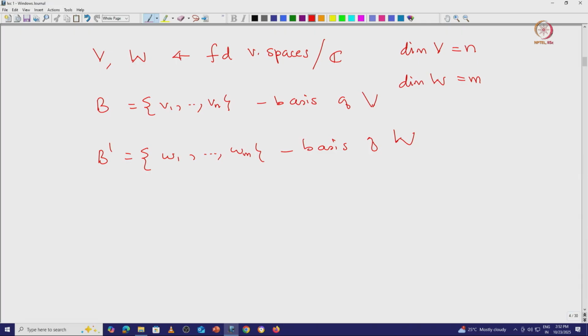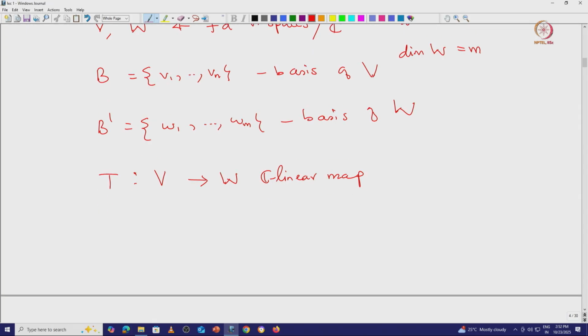Now let us say we are given a linear transformation T from V to W. So, this is a C-linear map or transformation. Now we want to talk about the matrix of T with respect to these bases, for which we need to write down how T v_j looks in terms of the basis B dash. So, let us just write that down.